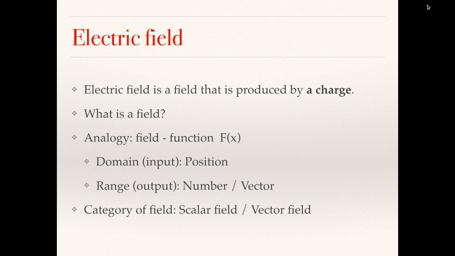So we make an analogy of a field to a function f(x). The domain or input of this function is position, and the range or output is a number or a vector. From this we should categorize fields into two kinds, a scalar field and a vector field, which respectively output a number and a vector.